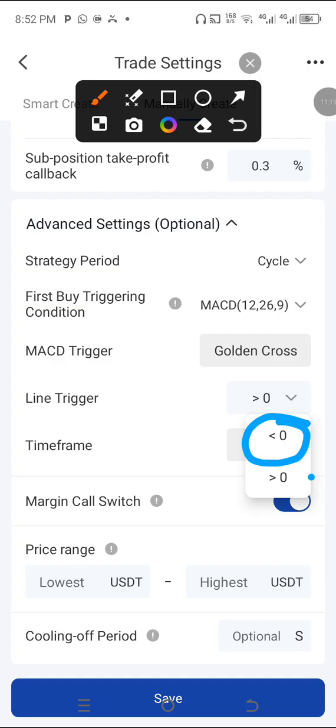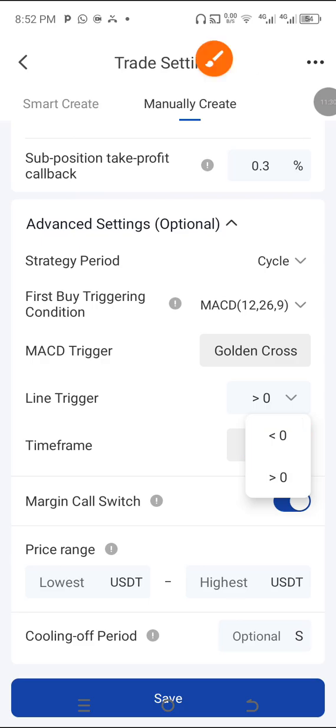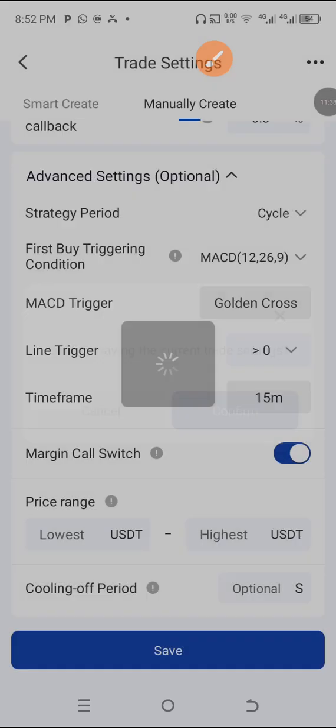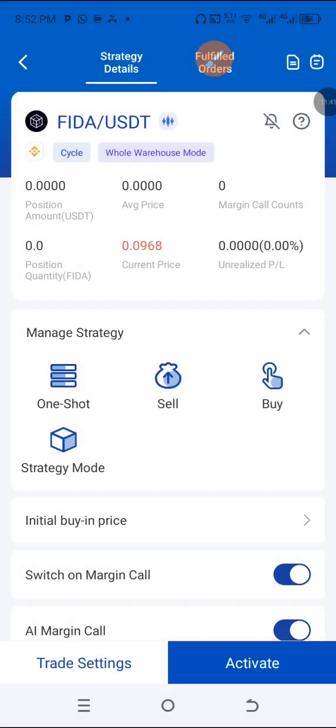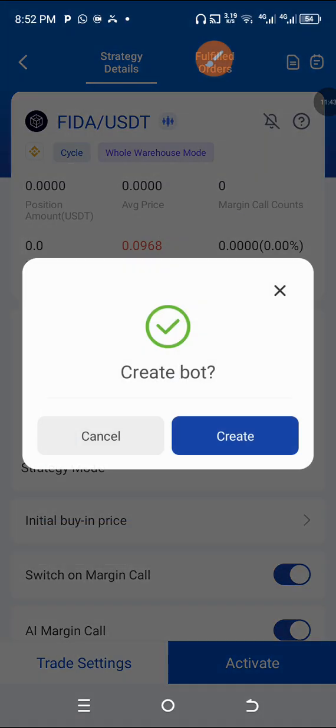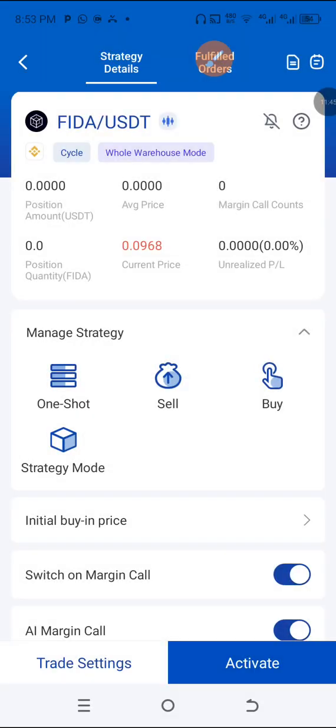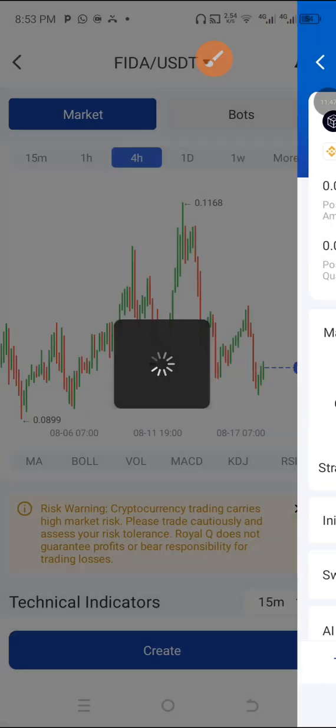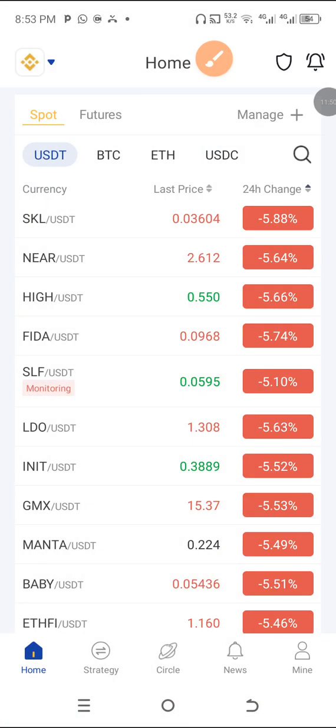Remember here, we don't lose our money. We want more profits. We will buy it when it's below zero line. But for those who prefer to wait for the market to go up, you will set it to above zero line. Then you save. You save, you confirm, you create, you activate your bot. You create, your coin is done. Then you set another coin.